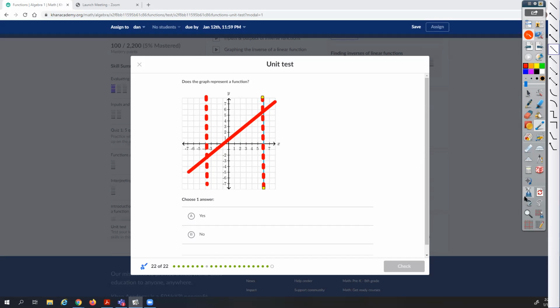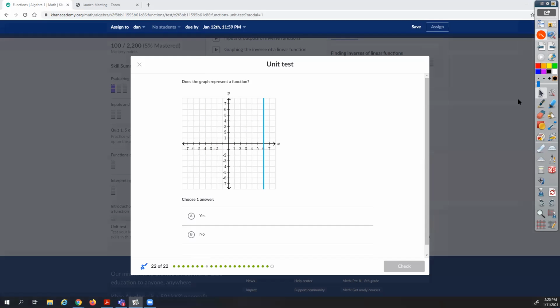Let's put yes just to get it wrong. No, don't even think about it, Mr. Coulson.